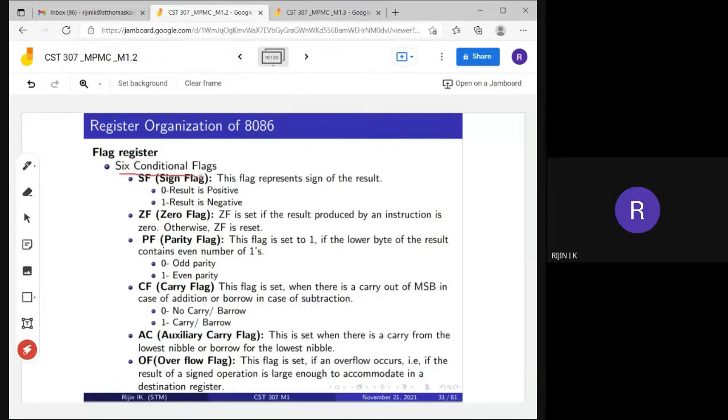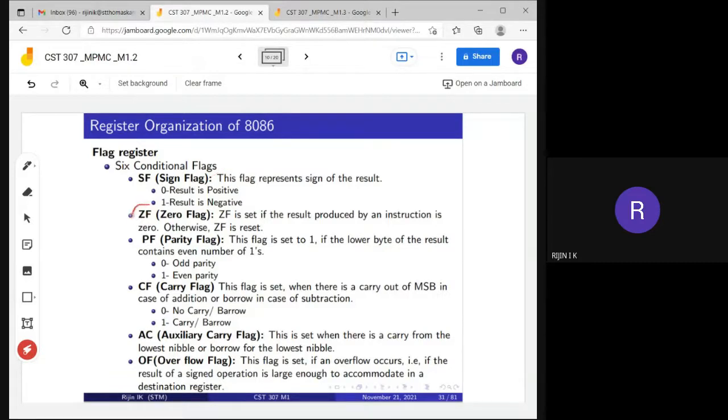First we can discuss the conditional flags. As we have studied, there are 6 conditional flags available in the 8086 microprocessor. What are they? First is the sign flag. What is the duty of the sign flag? It represents the sign of the result. After performing any operation, the sign flag will represent the sign of the result. If it is 0, the result is positive, and if it is 1, the result is negative.